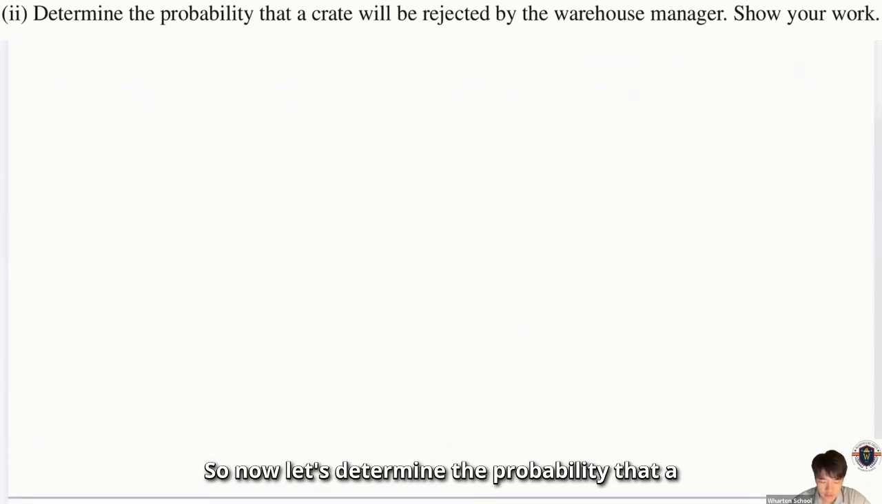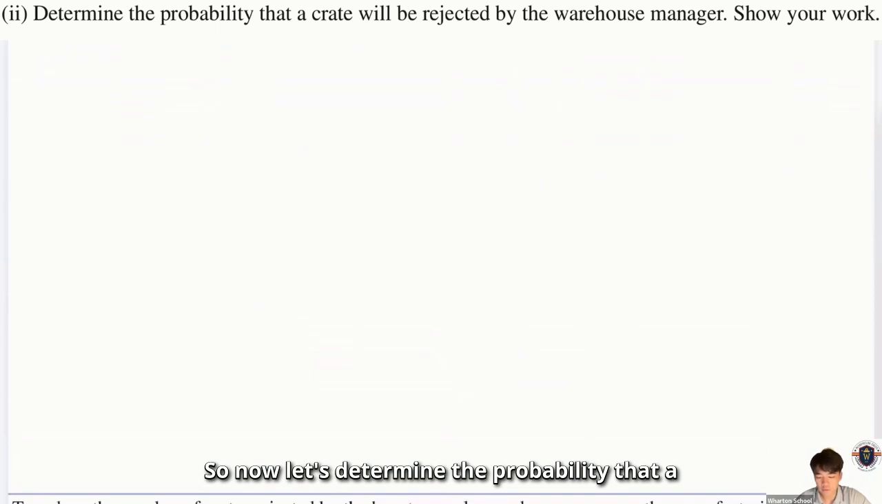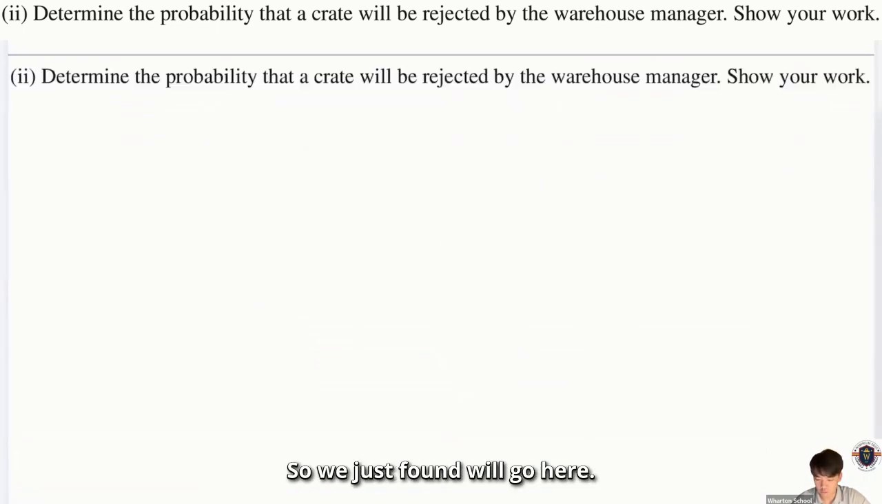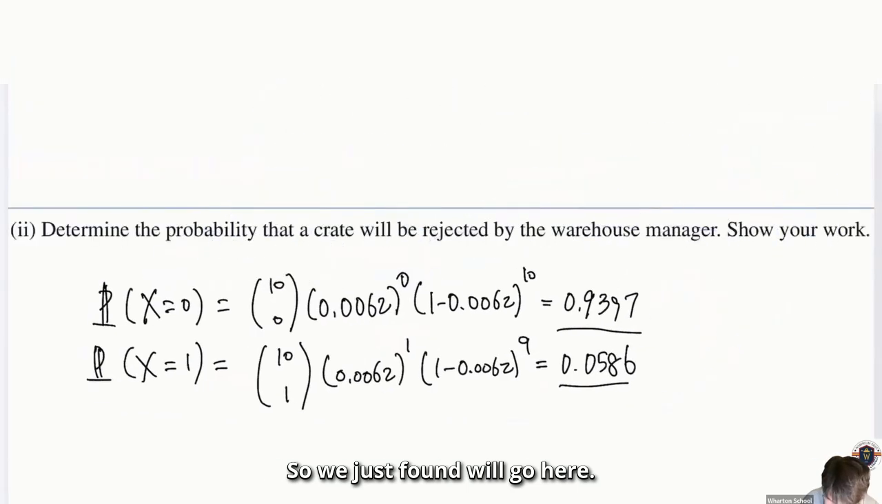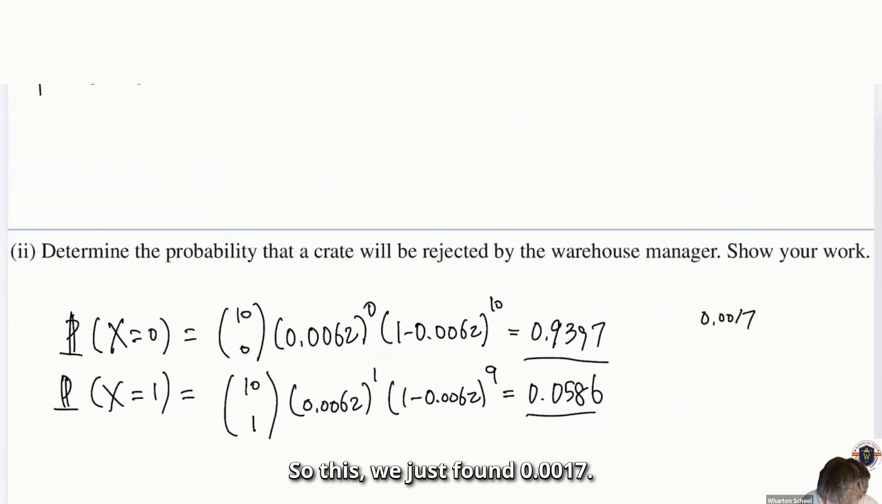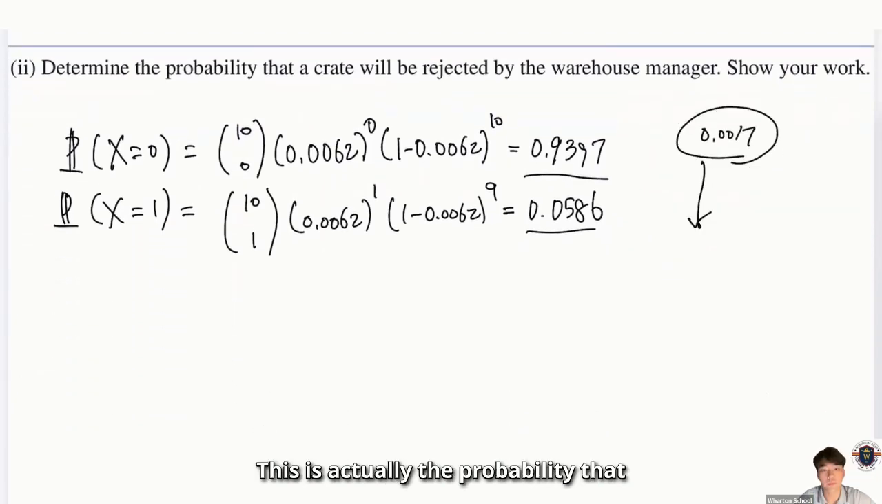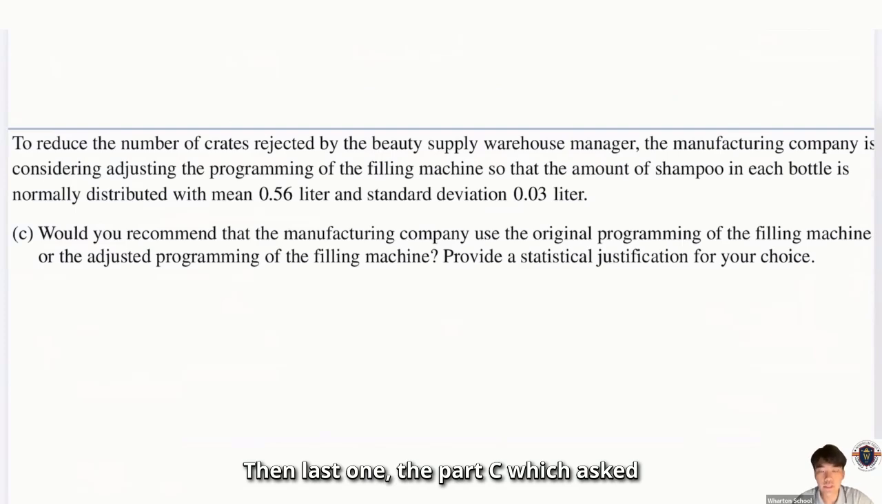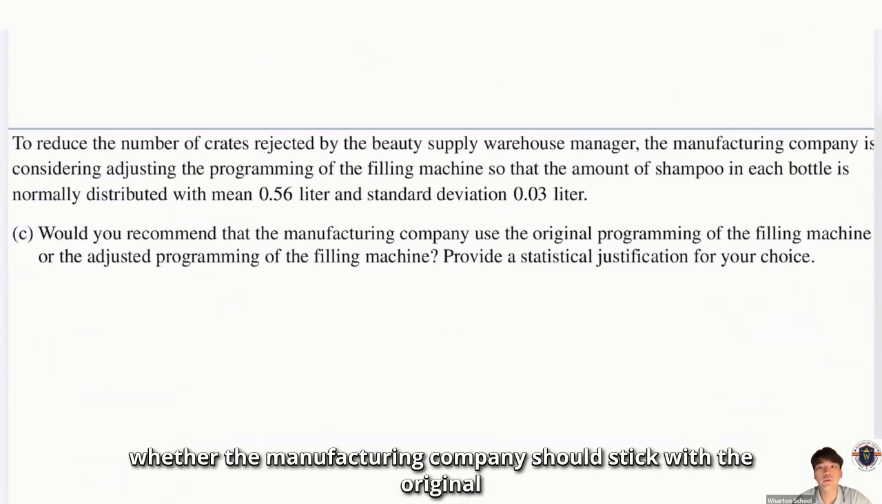So we just found 0.0017. This is the probability that the crate will be rejected. Then the last one, part C, asks whether the manufacturing company should stick with the original programming of the filling machine or adjust it.